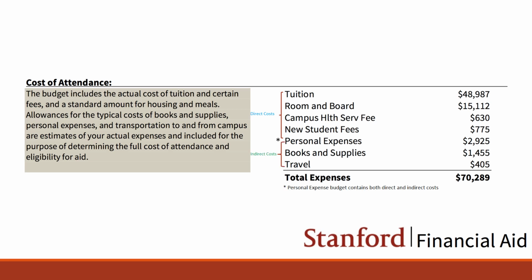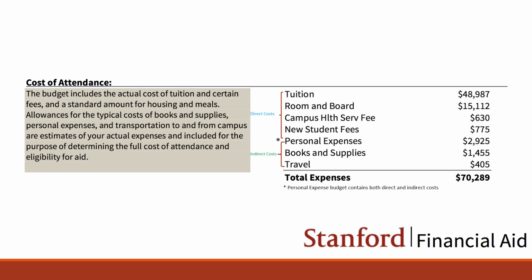The books and supplies amount is an estimate of the expense you will have for books, course material fees, and other expenses related to your coursework. You will have to pay most of those expenses out of pocket at the time of purchase, but there are some course-related fees that may be billed on your student account, for example, lab fees. The personal expense allowance reflects typical costs for most students for things like clothing, toiletries, phone bills, and dorm activities.